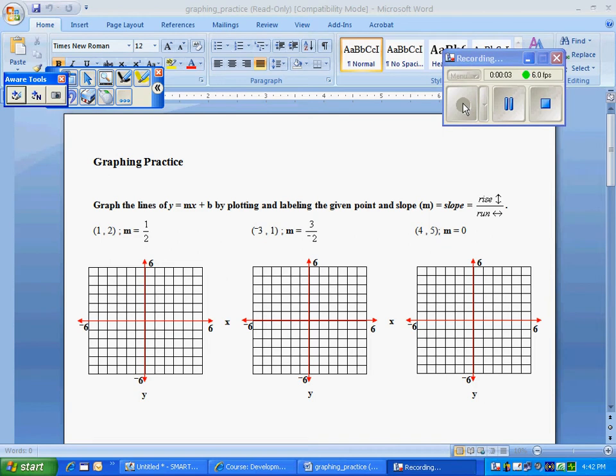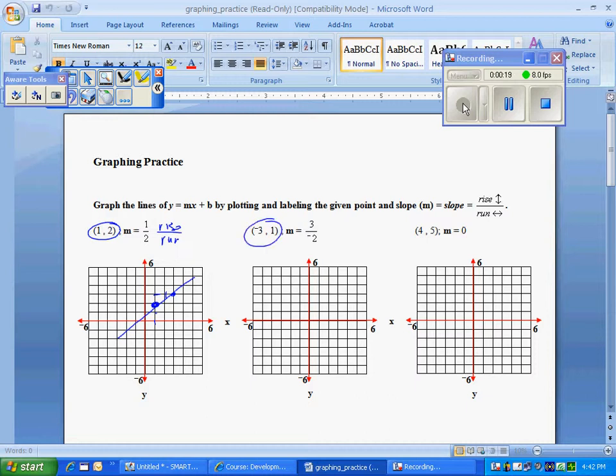Graphing lines given a point and a slope. You need a starting point, so I'll apply it at the point 1 in the x, 2 in the y. From that point, the slope tells me the rise over the run. So I'll rise 1, run 2. This is a graph of the first line.